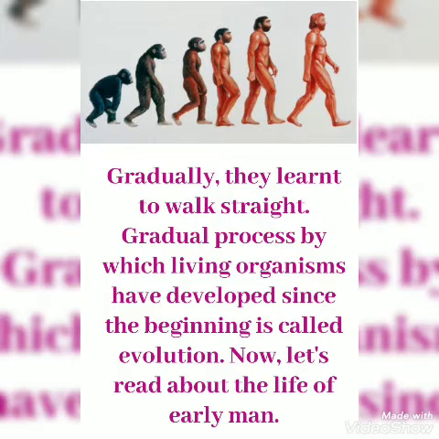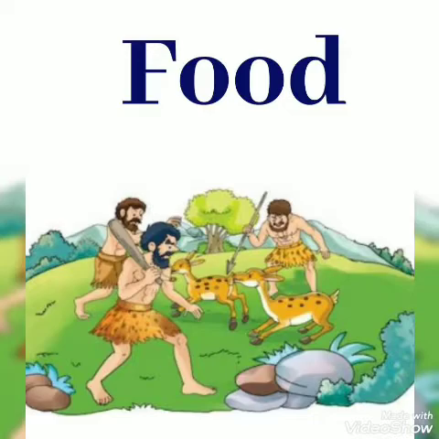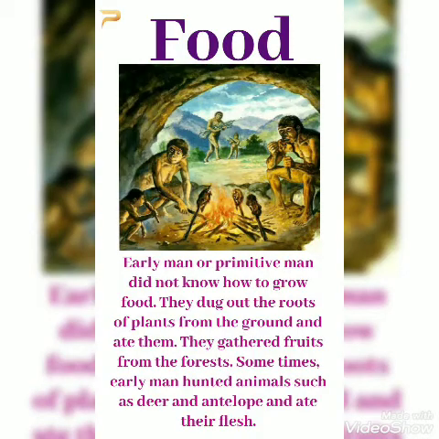Now let's read about the life of early man. Food. Early man or primitive man did not know how to grow food. They dug out the roots of plants from the ground and ate them. They gathered fruits from the forest. Sometimes early man hunted animals such as deer and antelope and ate their flesh.